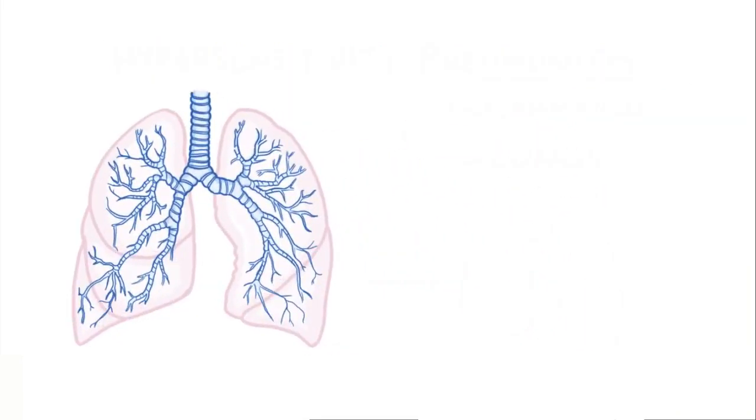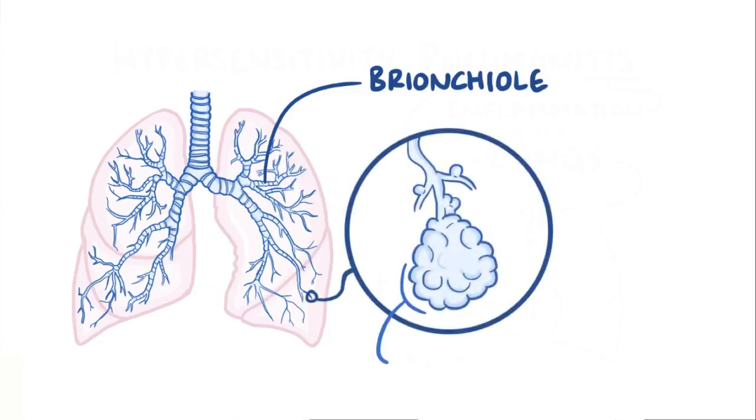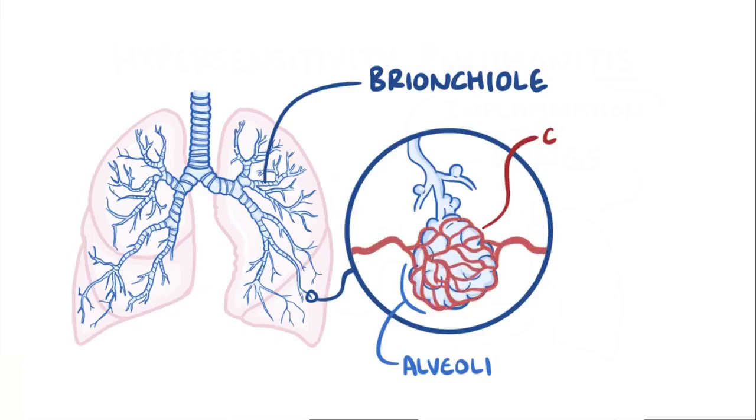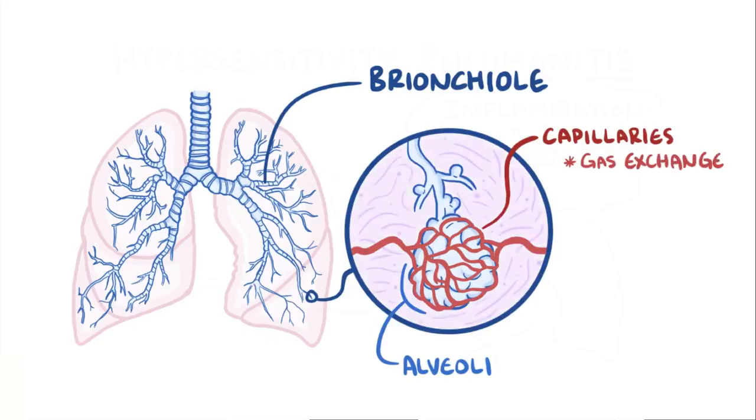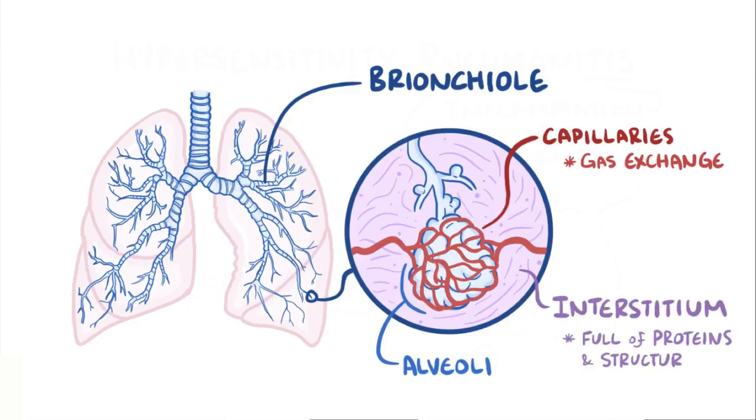Now, the lungs are made up of a collection of branching tubes called bronchioles that get smaller and smaller until they end up in little air-filled sacs called alveoli. The alveoli are like little clusters of grapes, and they're covered by nets of tiny capillaries, and that's where gas exchange happens. Between the airways and the blood vessels, there's lung tissue, called interstitium, which is full of proteins and structural cells.